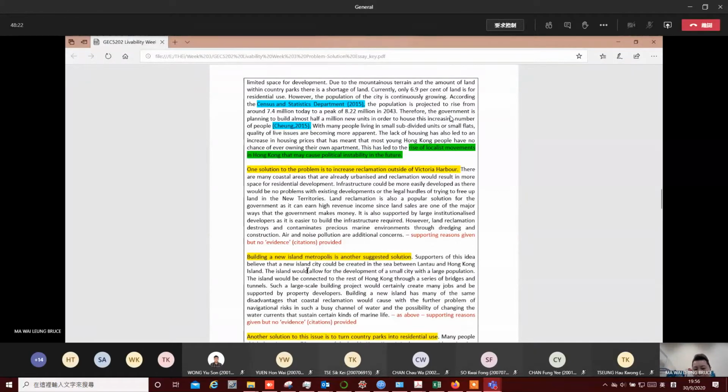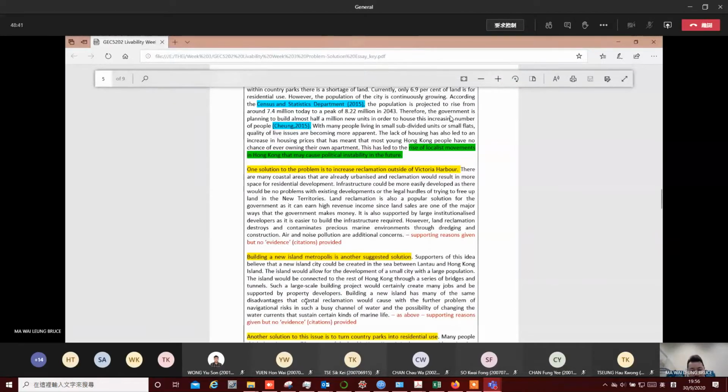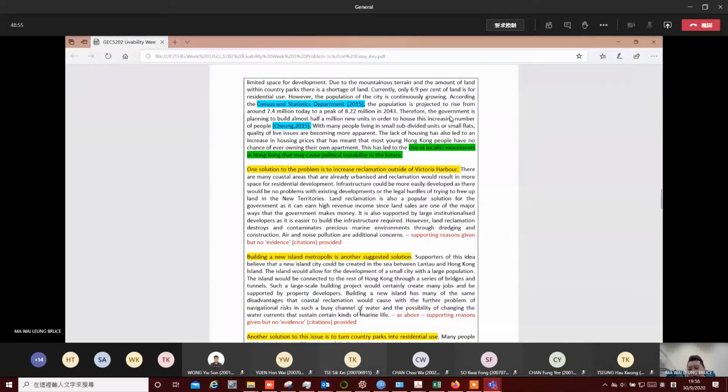The island would allow for the development of a small city with a large population. The island would be connected to the rest of Hong Kong through a series of bridges and tunnels. Such a large-scale building project would certainly create many jobs and be supported by property developers. Building a new island has many of the same disadvantages that coastal reclamation would cause, with further problems of navigational risk in such a busy channel of water and the possibilities of changing water currents that sustain certain kinds of marine life. So at the same time, we see the cons here.